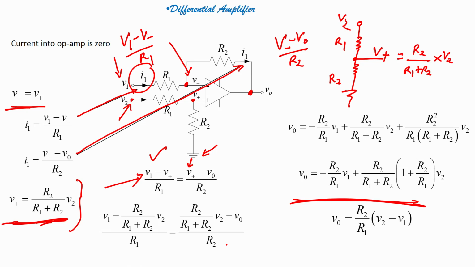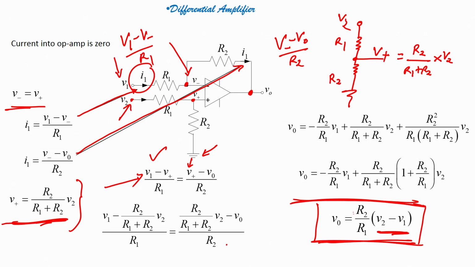Or further, if I solve it, then my output voltage will be nothing but R2 by R1 into V2 minus V1, correct. When you solve it further, you will get R2 by R1 into V2 minus V1. So, what is it doing? It is the differential amplifier. It is amplifying the difference of voltage at the output, right.